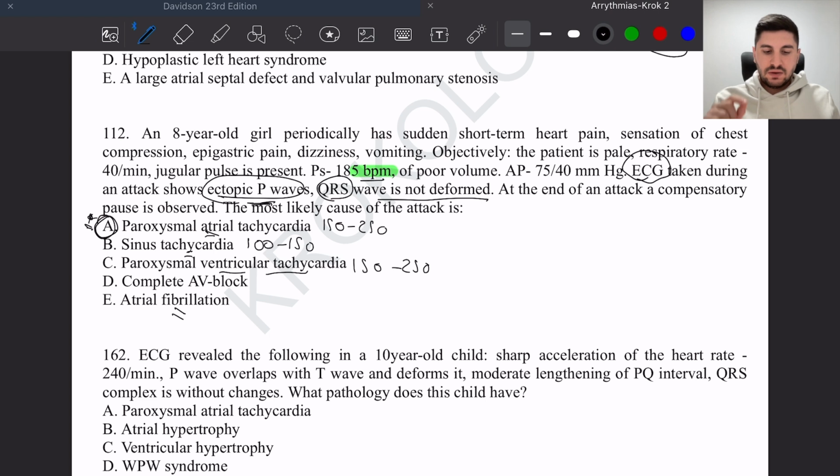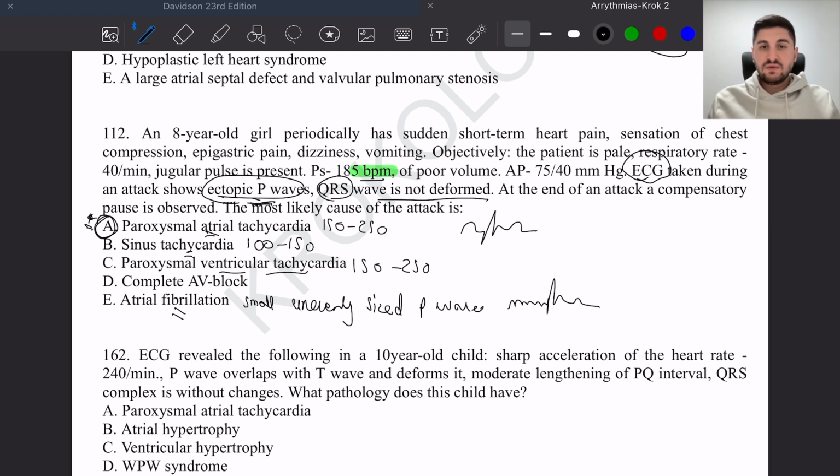We will see them. They are small, unevenly sized P waves, right? Not ectopic P waves. So small, unevenly sized P waves. There are multiple P waves, not only one, like we saw in paroxysmal tachycardia. There are multiple P waves like this, and then after that we have one QRS. While in paroxysmal tachycardia we have just a P wave, then another P wave, right?